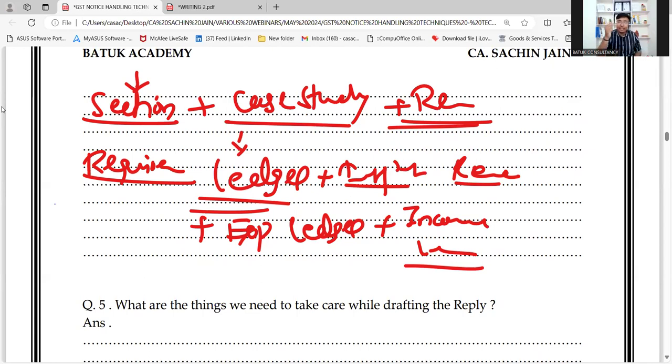First you summarize the notice, then after you should write the requirements, and then after you should write the reference of that particular reply, that you need to take reference of section, case study, or the relevant reconciliations.